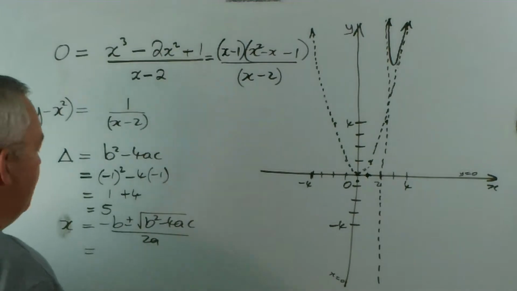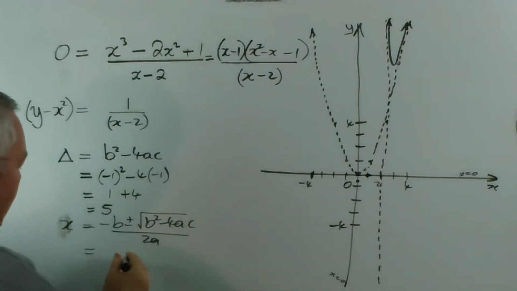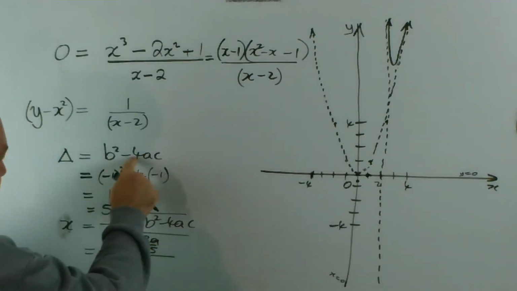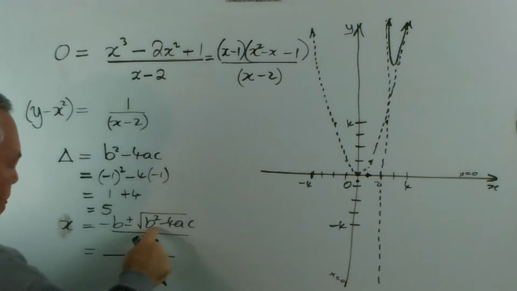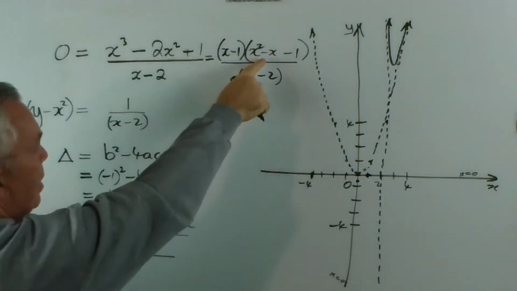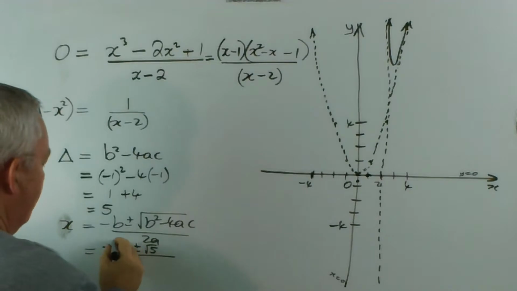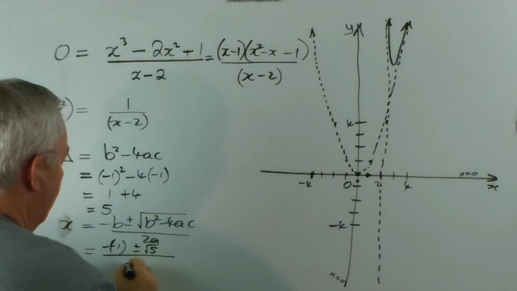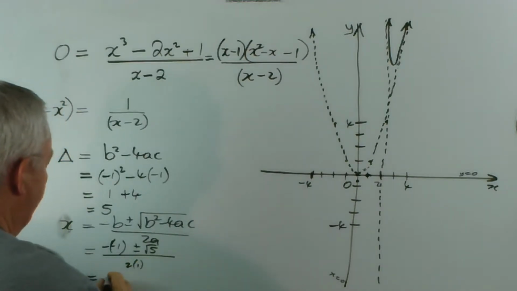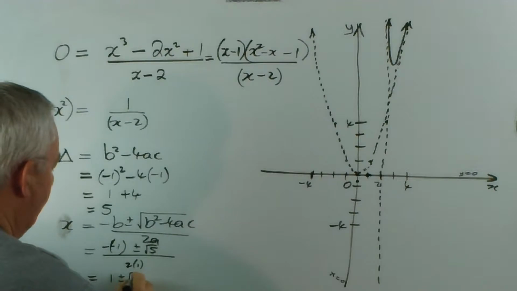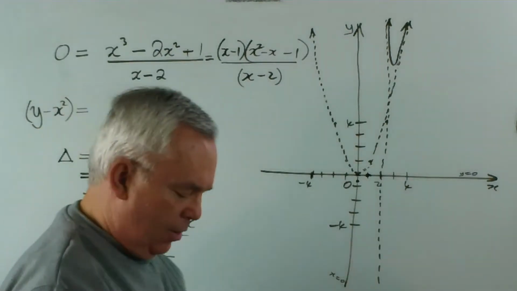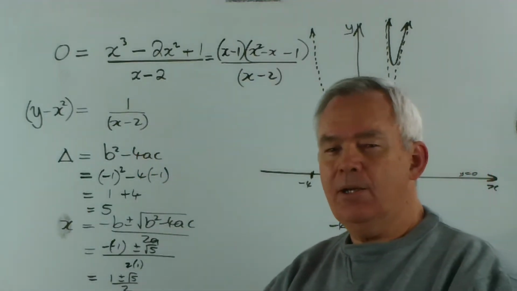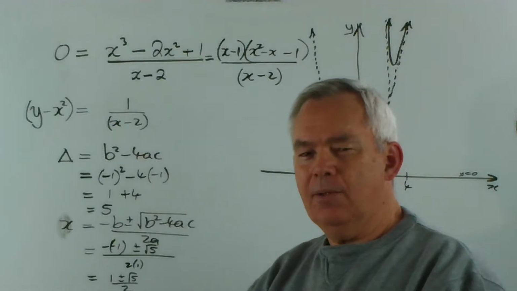There's our quadratic formula. And this part here we've already worked out, so we know it's going to be plus or minus root 5, because that b squared minus 4ac is worth 5. So we place that in. Minus b is going to be minus -1, and 2a is going to be 2 times 1. So it's 1 plus or minus root 5 on 2. And if you put that through your calculator, that'll be 1.6180 and minus 0.6180.